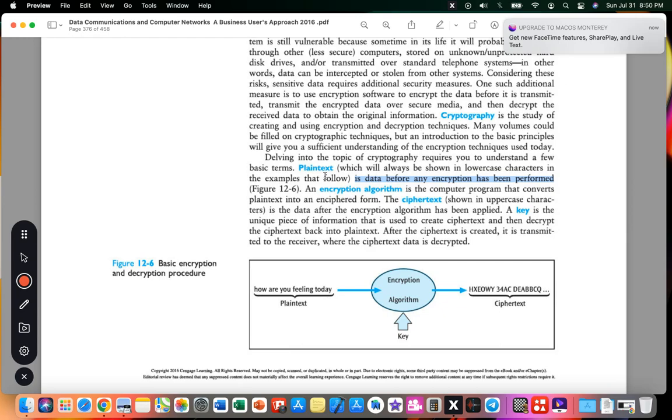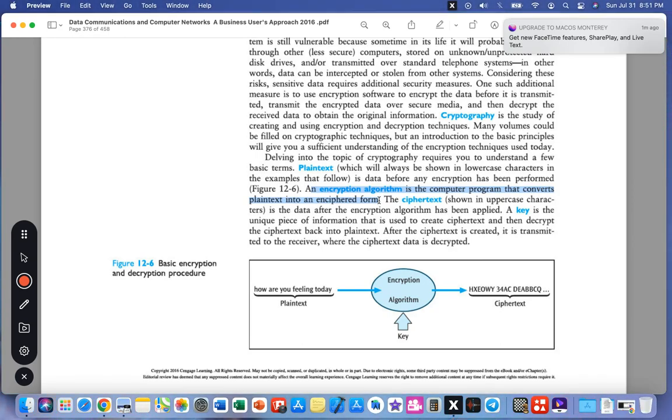An encryption algorithm is the computer program that converts plain text into an enciphered form. The ciphertext is the data after the encryption algorithm has been applied.